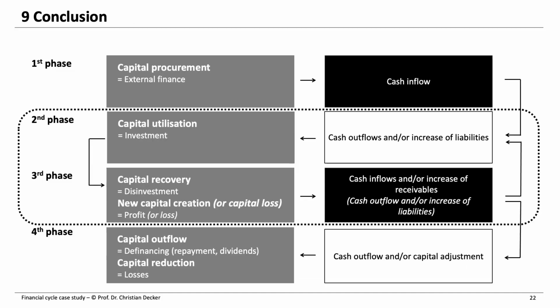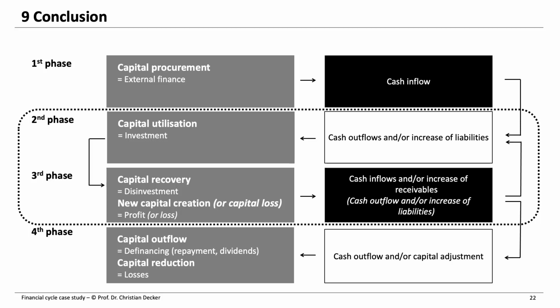In the case study Red Tide, the company's financial cycle and its essential mechanisms were exemplarily demonstrated. In summary, it can be said that the first phase of capital procurement leads to a cash inflow. The second phase of capital utilization results in cash outflows and/or an increase of liabilities. The third phase of capital recovery and new capital creation results in cash inflows and/or an increase of receivables. The fourth phase of capital outflow results in a cash outflow and/or capital adjustment.